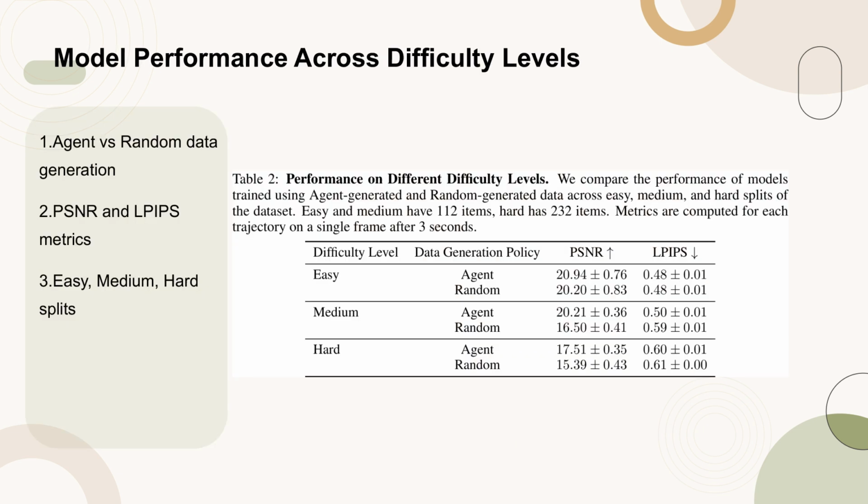Table 2 presents a comparison of model performance on different difficulty levels, specifically easy, medium, and hard splits of a dataset. The models were trained using data generated by an agent and by a random policy. The performance metrics, PSNR and LPIPS, were computed for each trajectory on a single frame after 3 seconds. The table highlights the differences in performance between the agent-generated and random-generated data across these difficulty levels.